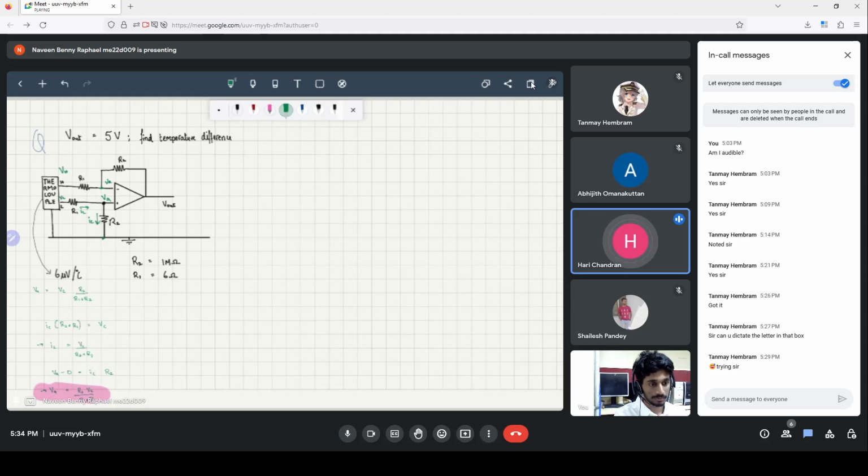Hari, it's not visible because of... Oh, should I expand this part again? I thought we were.